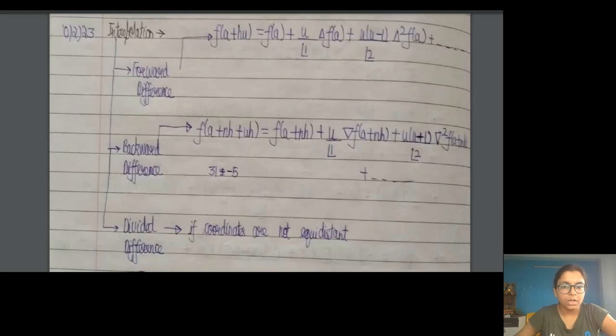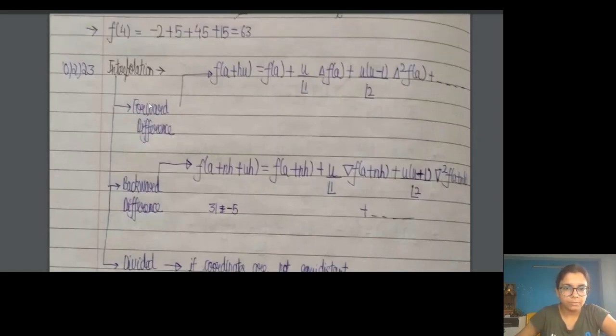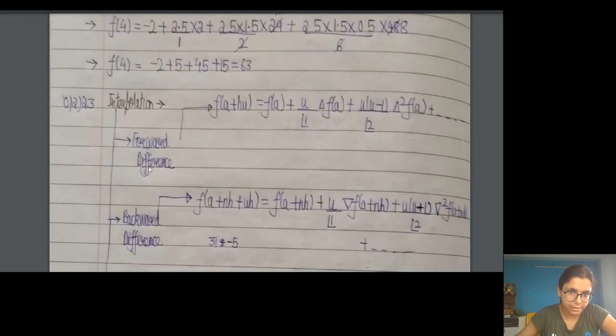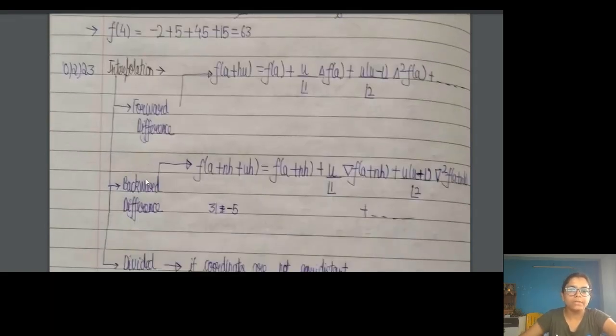The interpolation has three types: forward difference, backward difference, and divided difference. We have already talked about forward difference and backward difference in the last couple of videos, with Newton's forward interpolation formula and Newton's backward interpolation formula. They had one thing in common: the spaces between every tabulated value were equal, I mean the h was equal.